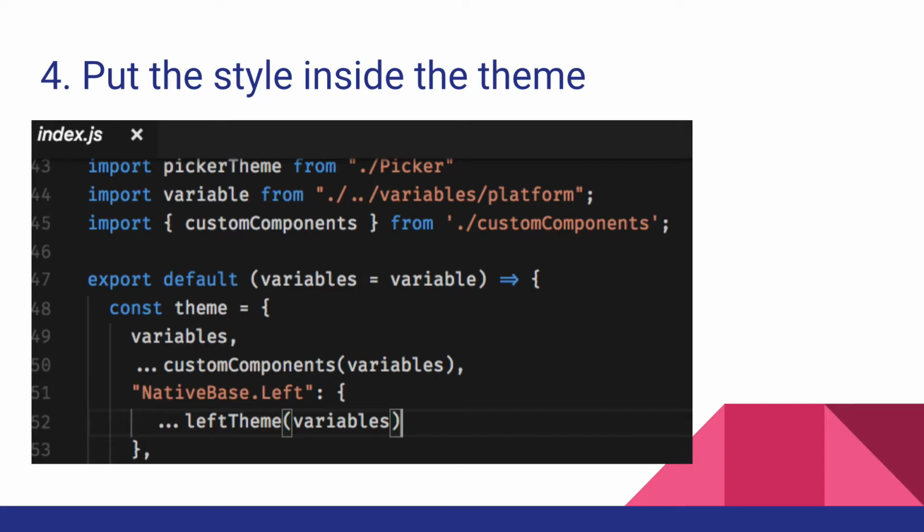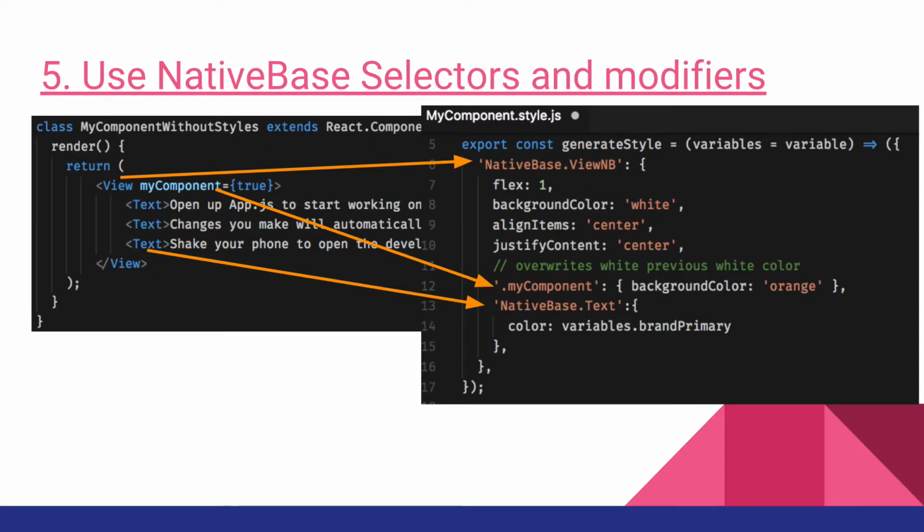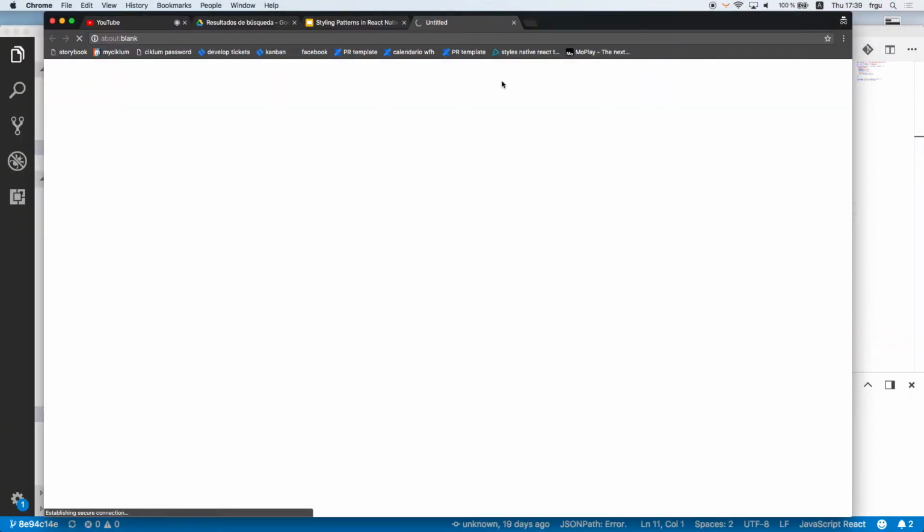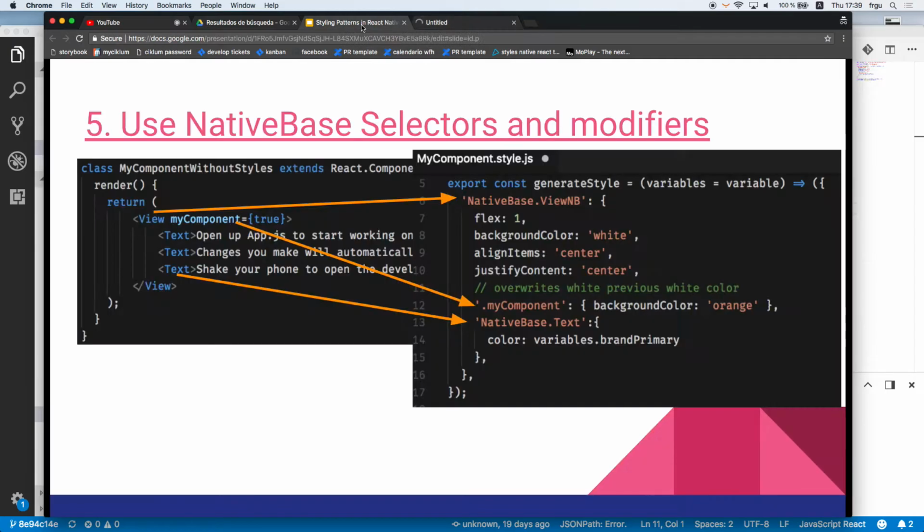So we have this. Now we are going to use selectors and modifiers. Wait a minute. I want to see which is the commit for this one.